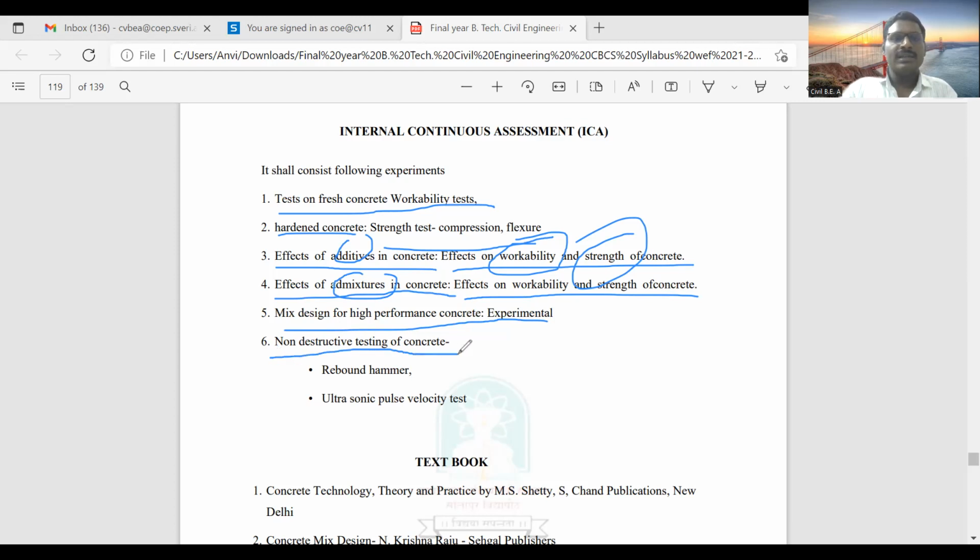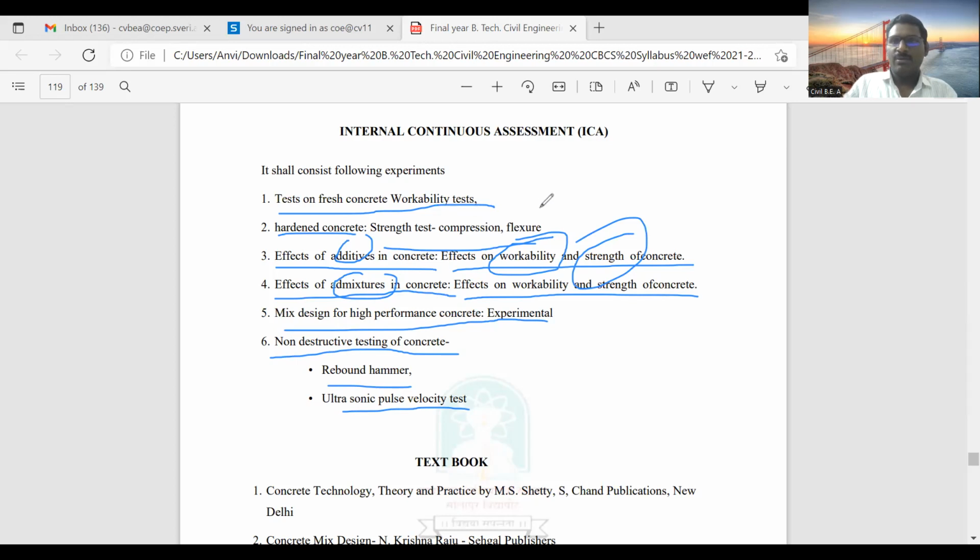And then the next experiment is the non-destructive test of the concrete. So how to perform the NDT to know the strength of the concrete. There are the rebound hammer test and the ultrasonic pulse velocity test, which we will perform on an existing building, our college building, and I will show you how to perform this non-destructive test and how to get the result, or how to know the quality and strength of the concrete.